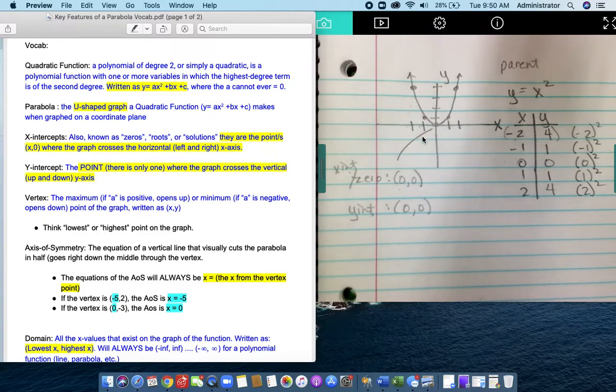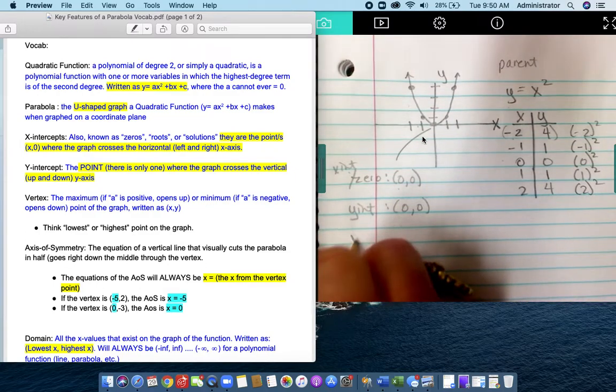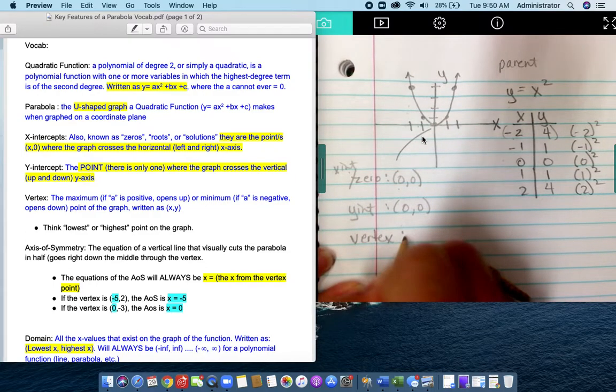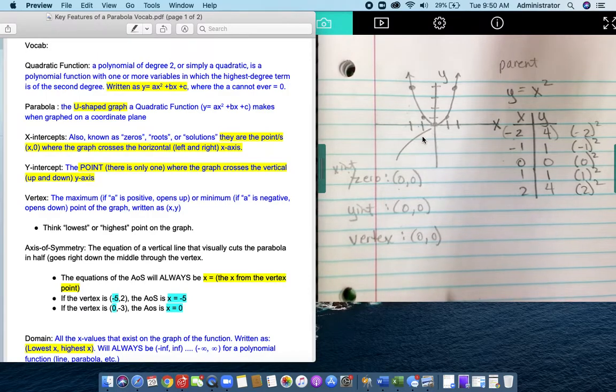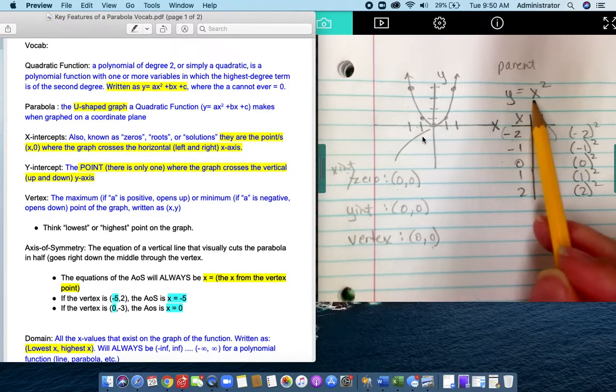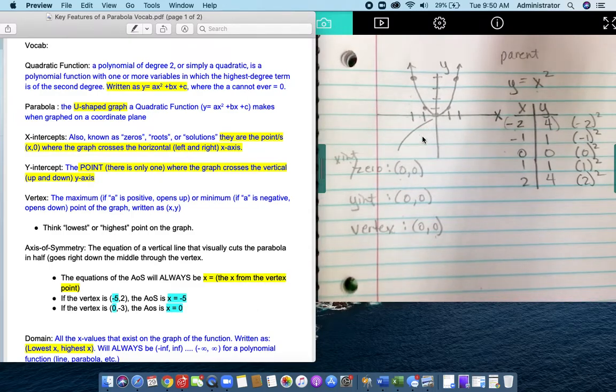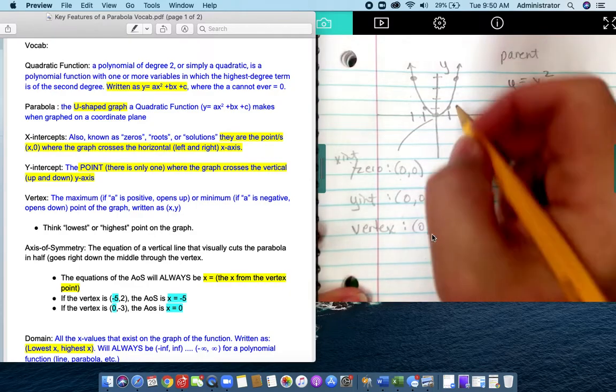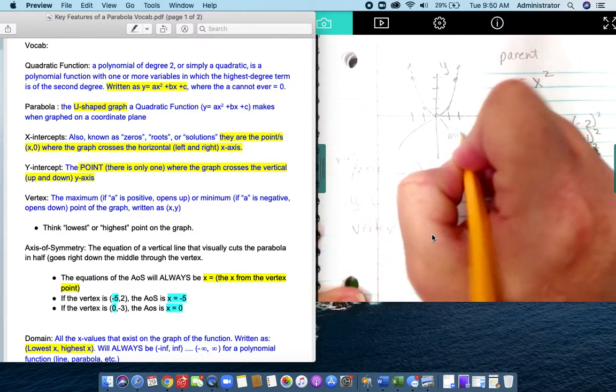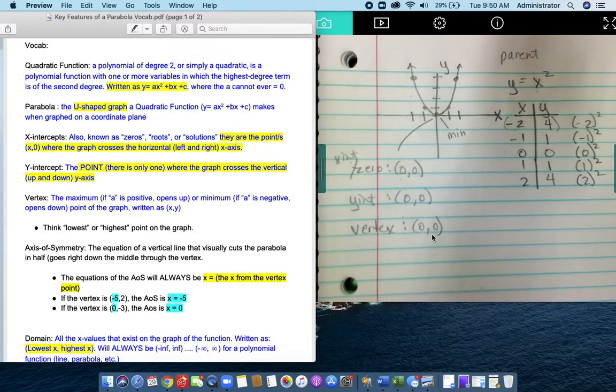So guess what this also is? It is the vertex, and it happens to be (0, 0). And this always will be true for the function y equals x squared. We will do one in just a minute where it's different. So again, this would be known as a min because it is the bottommost, lowest point. So again, maximum is going to be if it opens down, but we'll talk about that in a minute.